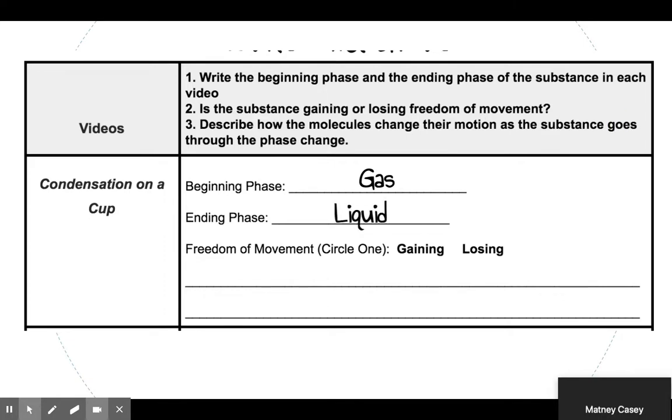Now, that was the toughest one, because if you got that one, you're probably in the clear. If not, no shame. Just understand where your mistake was: there is water vapor outside of that cup. There are water molecules moving around in the air. Then they condense into a liquid on the cup. In that phase change, they're going from a gas moving around really quickly to a liquid where they're kind of flowing around each other, so the molecules were losing freedom to move.